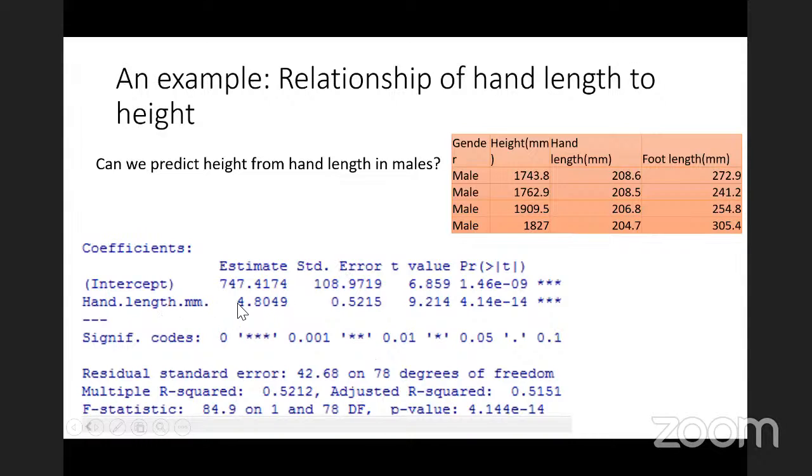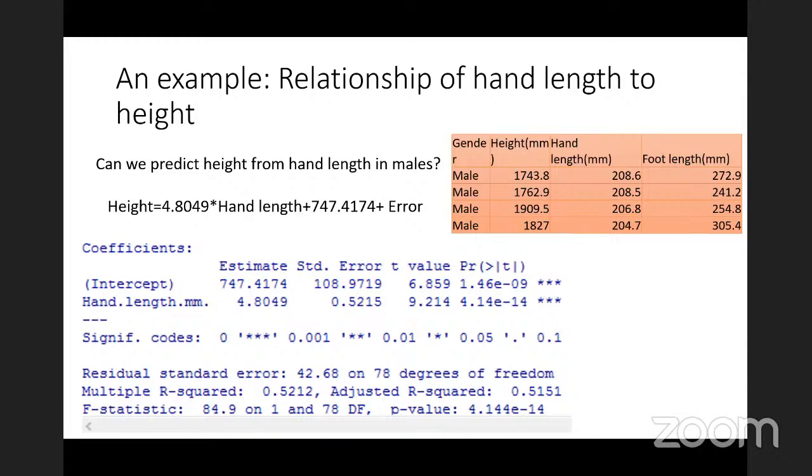What this means is, for the hand length, we have the estimate of 4.8049 and the intercept 747.4174. This just means that what we are saying is height is equal to 4.8049 into hand length plus 747.4174 plus error. What we have to keep in mind are the units.